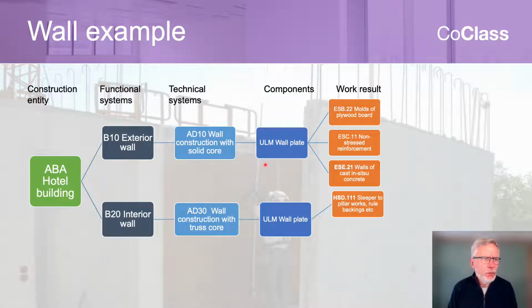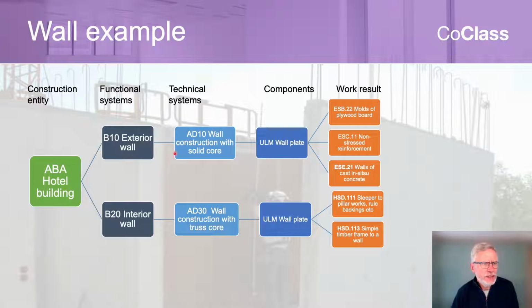But for the wall construction with the truss core, you need other production results showing how to make the wooden frame being the wall plate in this case. So it's a timber frame wall. So here you see one example then of two different kinds of constructions in a building.